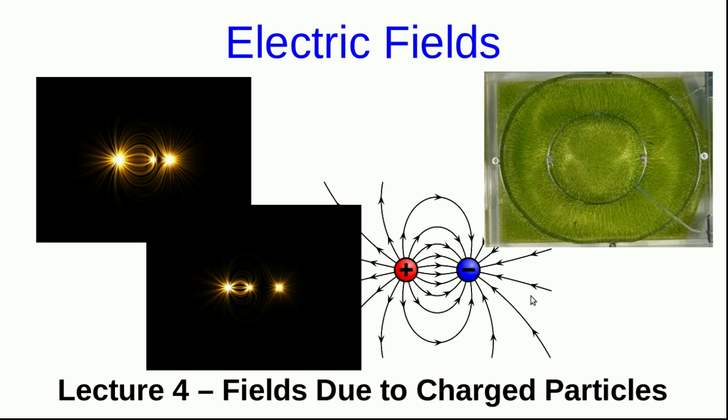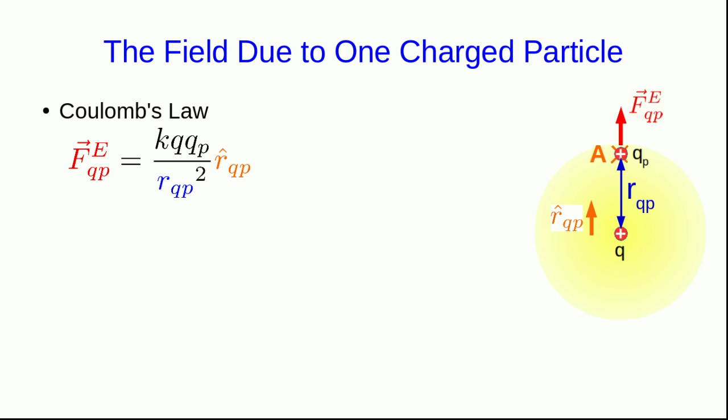Hello, and welcome to Lecture 4 of Electric Fields in Phys 1204. In this lecture, we're going to start getting more quantitative as we look in more detail at the fields due to charged particles. We've already seen the expression for the field due to one charged particle in an earlier lecture, and so I'm not going to go through it in detail again. I am just going to quickly recap it, and in particular highlight some issues of the notation we use.